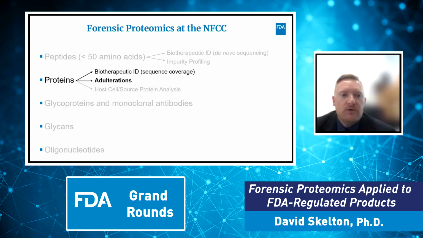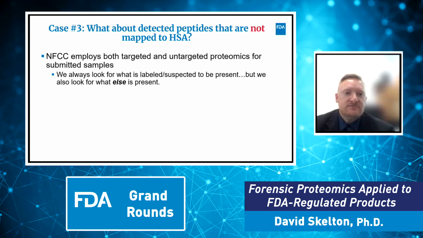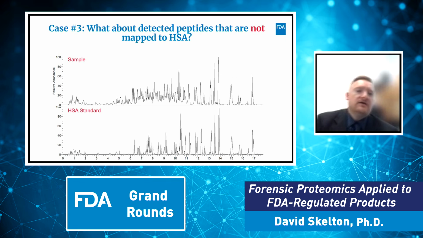But we don't stop there. What we want to do next is look to see, is there anything else in the sample that we might be missing? So far what we have done is a very targeted approach. They said HSA was in there based on the label, so we looked for HSA. But now we want to know, is there anything else present? So we want to do not only a targeted analysis, but we also want to perform an untargeted analysis to make sure that we don't miss anything.